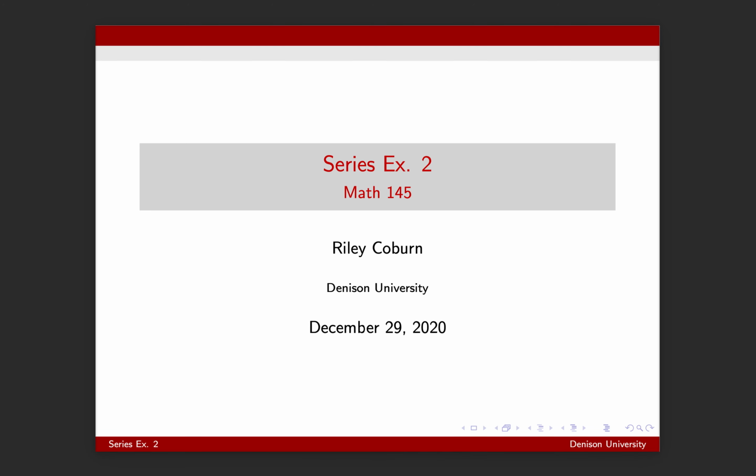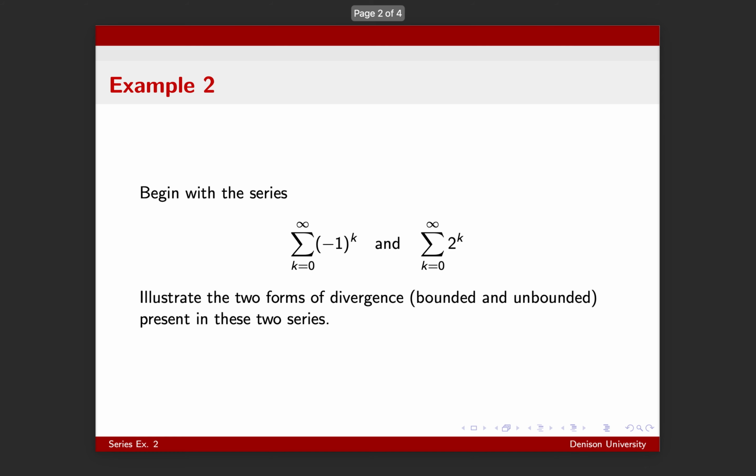Everyone. Last video we dealt with the first example of series, and in this video we're going to take a look at the second and final example of series that I have for you. And here it is. So begin with the series sum from k equals 0 to infinity of (-1)^k, and the sum from k equals 0 to infinity of 2^k. Illustrate the two forms of divergence, bounded and unbounded, present in these two series. So pause the video, work through your own solution, and then I'll reveal my solution after that.